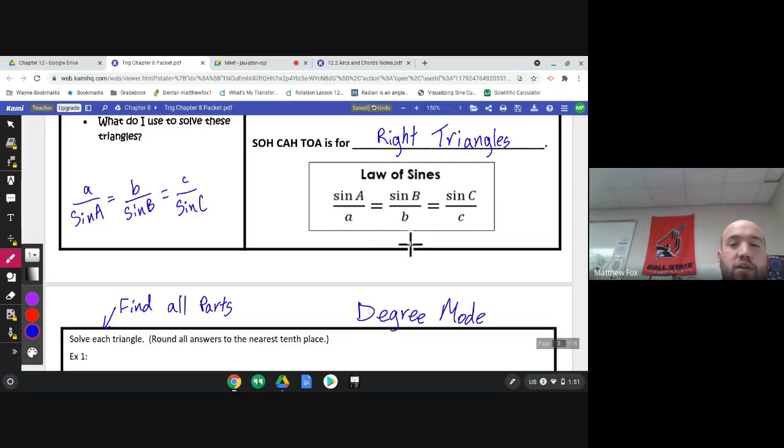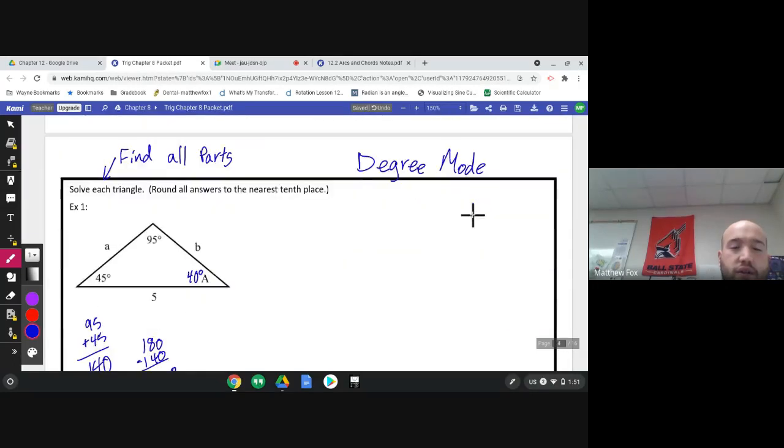Now, we can only do this if we have both A and A, or B and B, or C and C. So if we look here, the 95 and the 5, that's the only one we're matched up with. So I know that the sine of 95 divided by 5 has to be equal, and I can do either A or B. We'll do them both eventually.